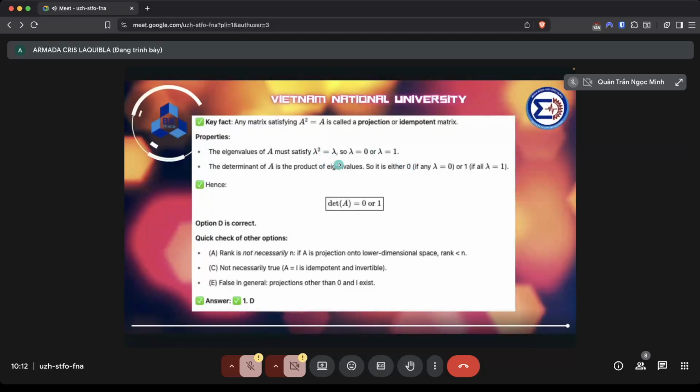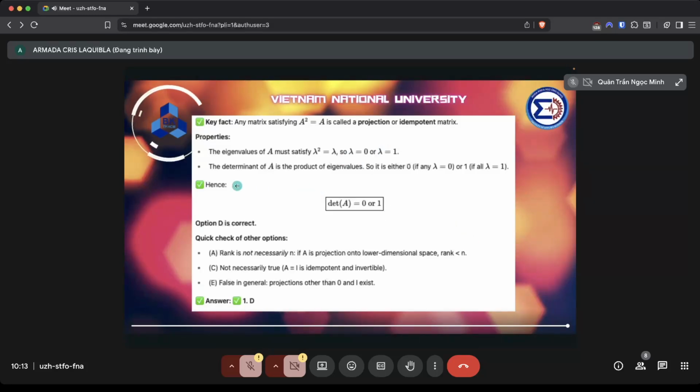Correct? It's 0 or 1 because you make it lambda squared, transfer the lambda there, lambda squared minus lambda is equal to 0. Then factor out lambda. So lambda times lambda minus 1 is equal to 0. So when you solve for lambda there, lambda is 0 or lambda is equal to 1.